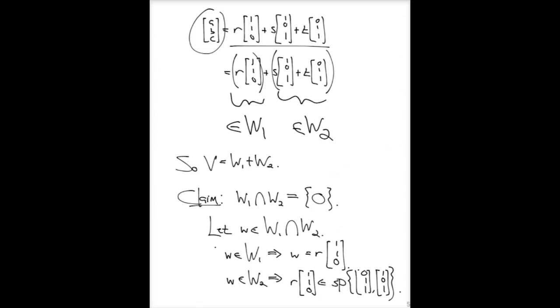If w is in W1, that means, well, W1 is defined to be the span of this vector, so we know that w can be written as r times (1, 1, 0). And if w is in W2, well, W2 is defined as the span of these two things. So if w is in W2, then that means this thing, which is w, must be contained in this span.